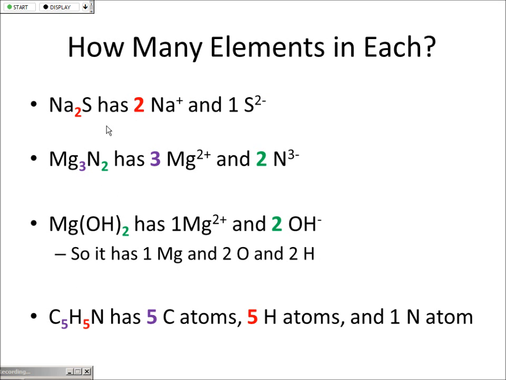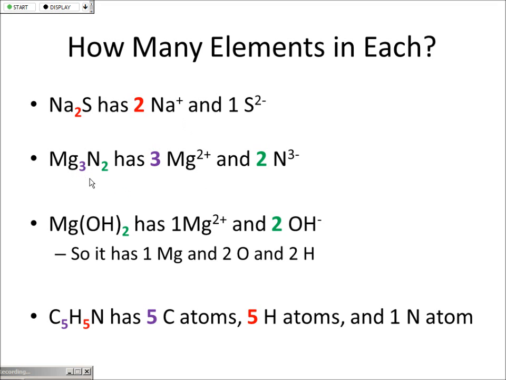All right, we can also think about, based on the molecular formula, how many of each element are in that molecule or in that empirical formula. So sodium sulfide has 2 sodiums and 1 sulfide. Does that make sense to everybody? Because the 2 describes the sodium. There's an implied 1 here. It's not there. If there's nothing, it's 1.